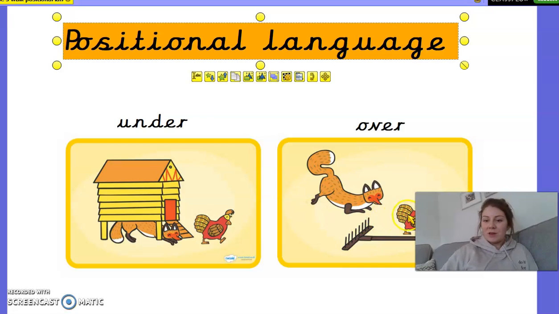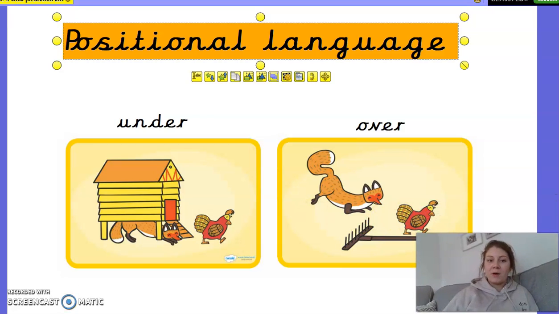Hi everybody, so today we are going to be thinking about positional language. You need to have watched the recording of the story Rosie's Walk before you watch this video, because this is all going to help you with understanding what positional language is. If you haven't watched Rosie's Walk yet, it's on our YouTube channel. I've recorded myself reading the book, so go and check that out now and then come back to this video.